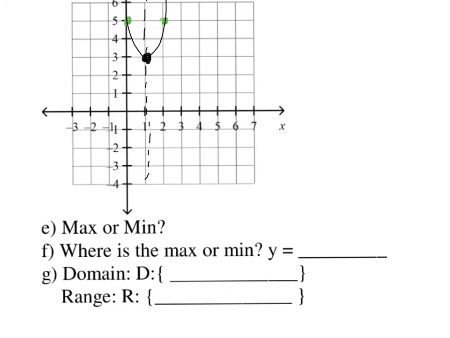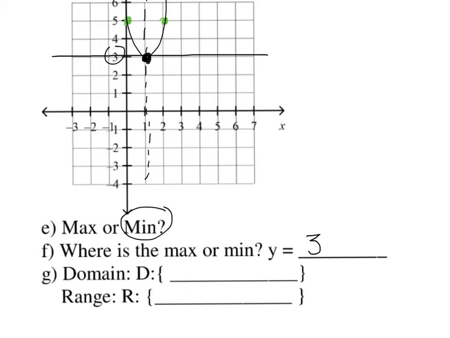Now that we have the graph drawn, we can see that since this opens up, it has a minimum, it has a low point, it never goes below 3 right there. So the minimum, it goes all the way down to 3, but never any lower, so y equals 3 is the minimum.